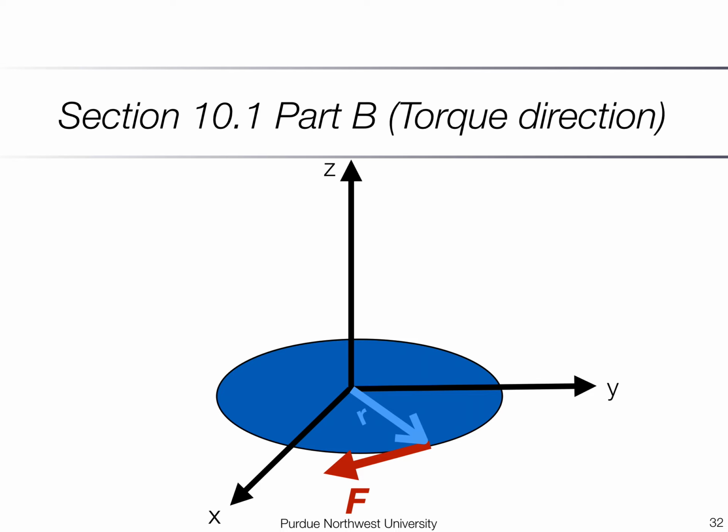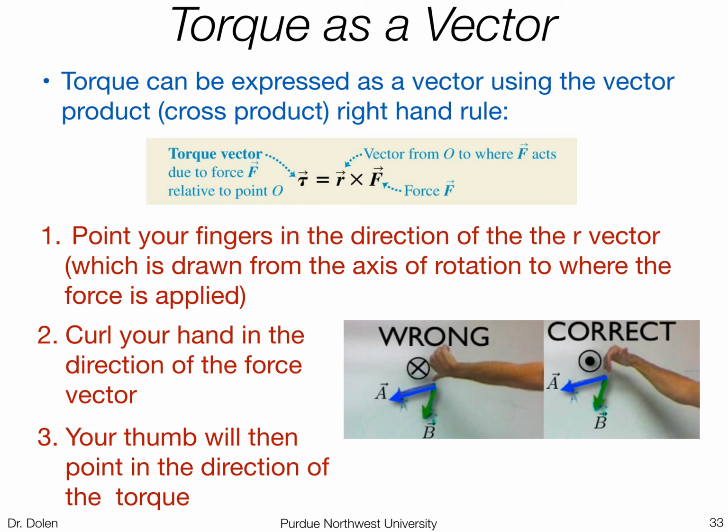Okay, so we learned in the previous section that torque depends not only on the force, but where the force is applied. So how are we going to capture this using a single vector? The way we're going to do that is with the right-hand rule. We've learned about the right-hand rule in chapter 1 when we learned about the vector product, or the cross product, and we're going to do the same thing here. So to calculate the direction of our torque vector, we're going to do r cross f using the right-hand rule.